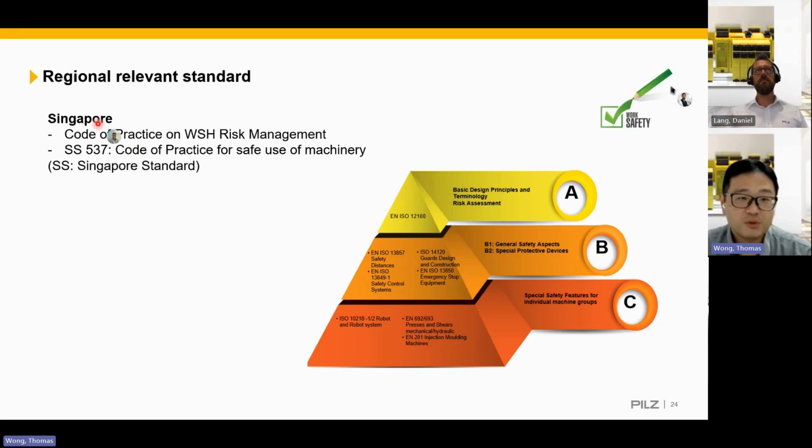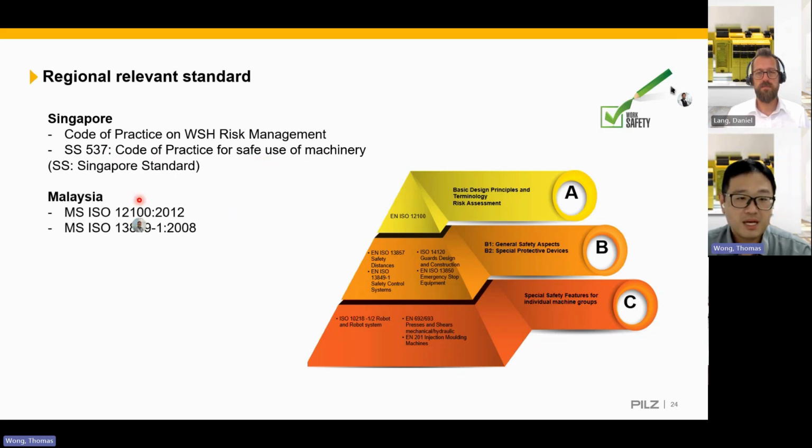So for Singapore, as mentioned, the WSH Code of Practice. This one is SS 537, which is the Code of Practice for safe use of machineries for Singapore. And for Malaysia, they use MS in front of the ISO, so they are harmonized standards. So they also have the 13849 as mentioned.